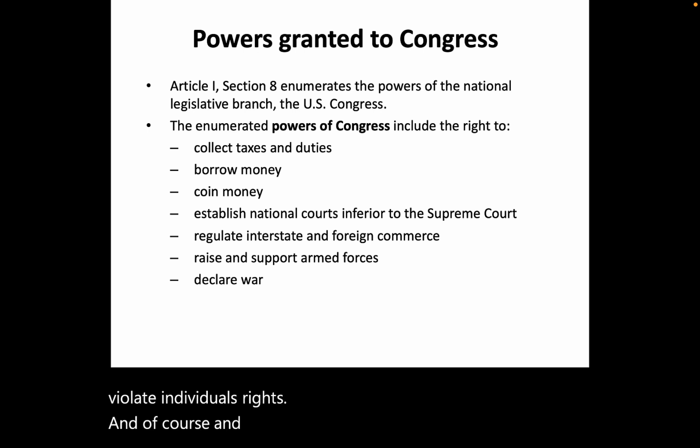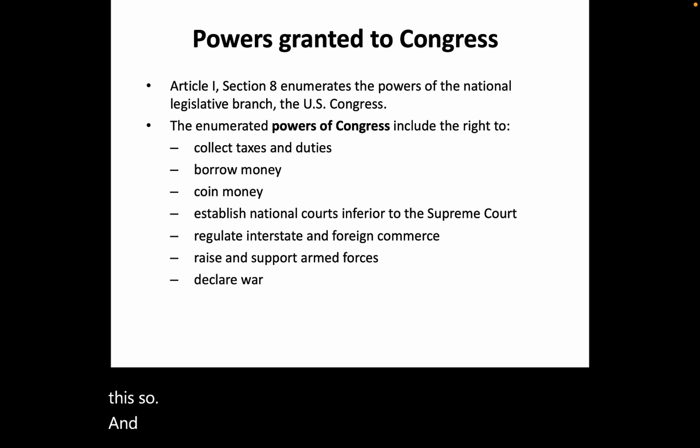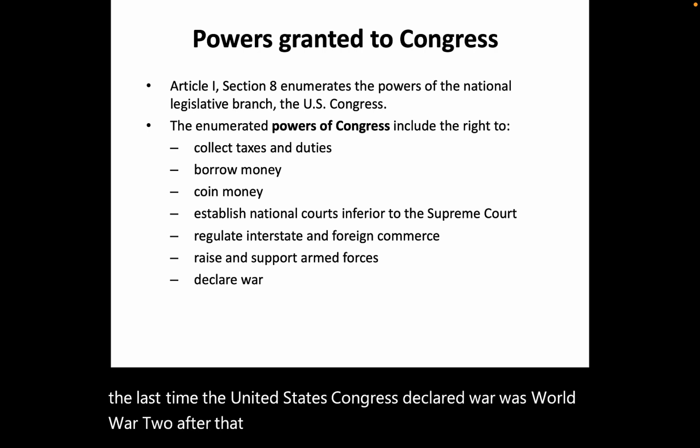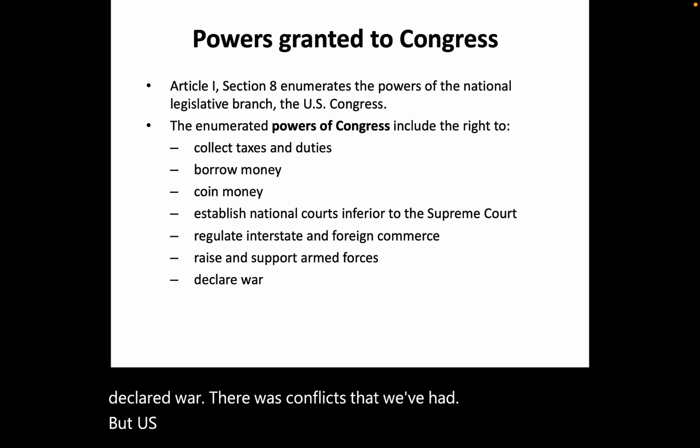Just to talk about it, enumerated powers, right? In Article 1, Section 8, you can see that the U.S. Congress can do this. And actually, about declaring war, a little trivia here: the last time the United States Congress officially declared war was World War II. After that, Congress never officially declared war on a country. There have been conflicts that we've had, but the U.S. Congress has not written a Declaration of War since World War II.